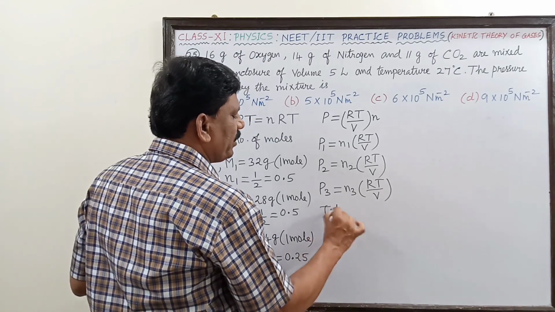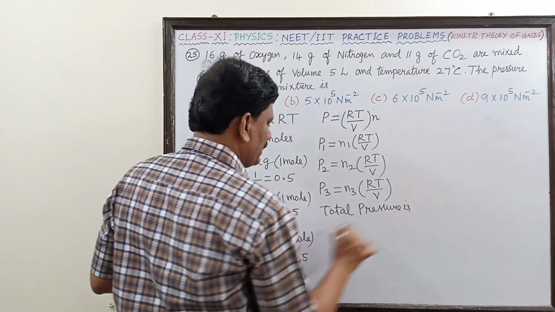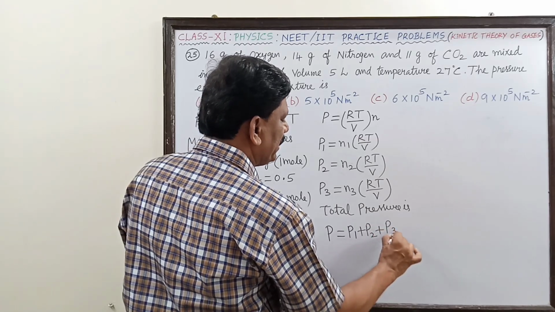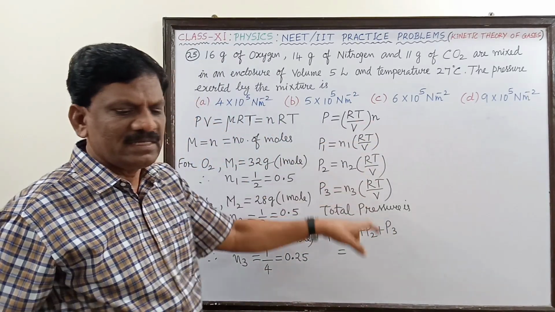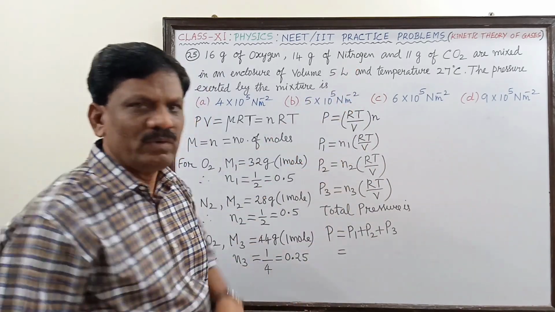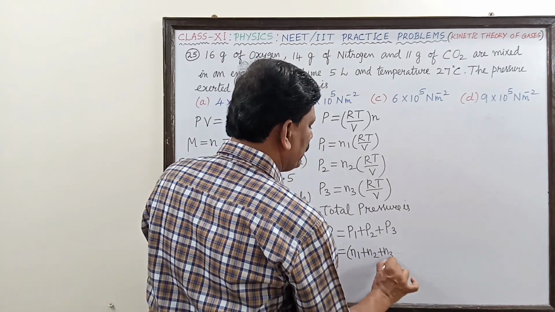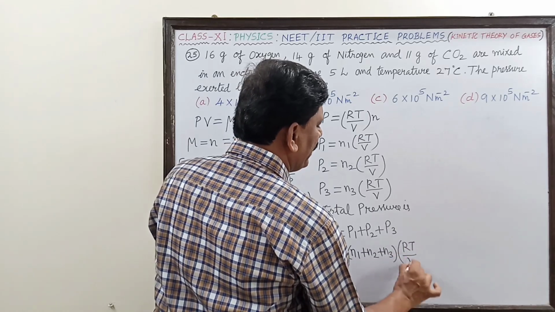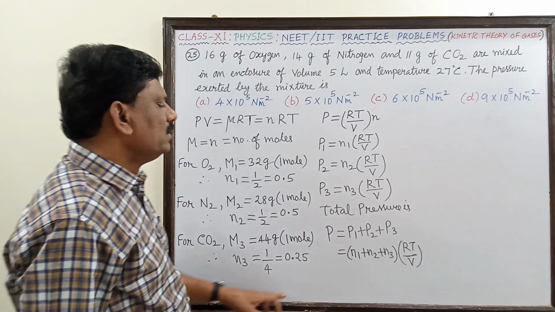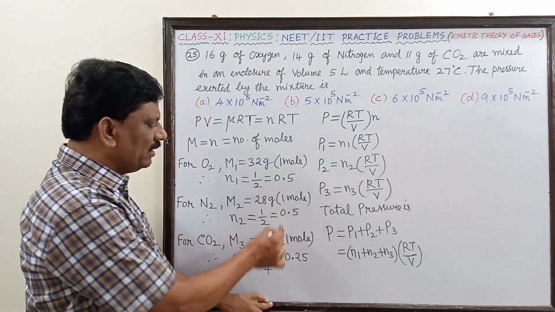So total pressure exerted by all the three gases, the total pressure P is equal to P1 plus P2 plus P3. So the common factor for all the three is RT by V. Only N1, N2 and N3 we have to add, is it not? So this must be equal to N1 plus N2 plus N3 into RT by V. Okay. Now N1, N2 and N3 we have already written here.